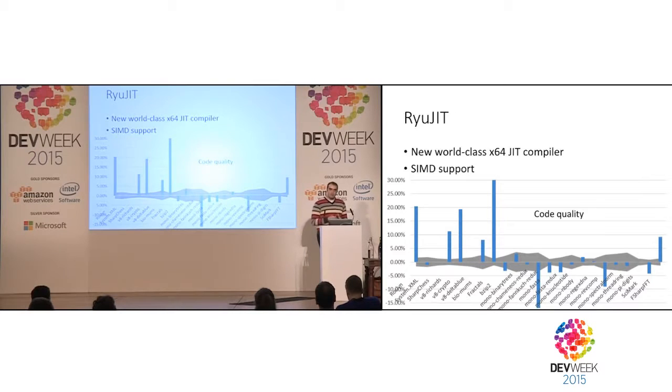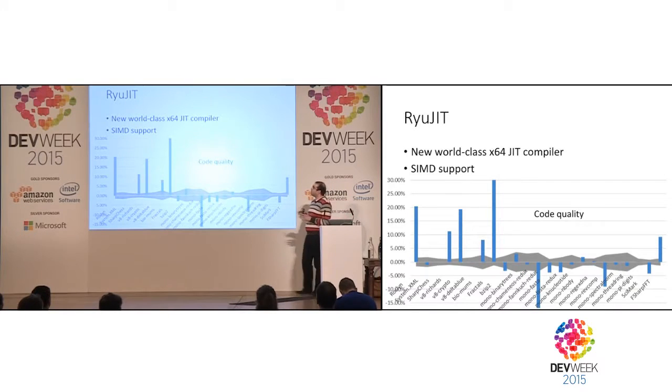RyuJIT, in most benchmarks, already beats the old JIT considerably. There are some benchmarks from the Mono runtime where it's actually a bit slower. The gray areas here are just statistical noise. So if you see anything falling in the gray areas, it's statistically insignificant, but there are some benchmarks where there is a 20 and 30 and 15% improvement. This is code quality, so the code runs faster. Not just the compiler runs faster, but the generated code is also faster.